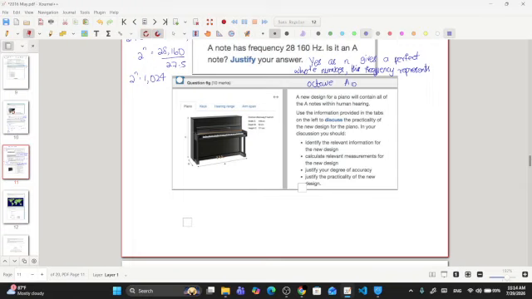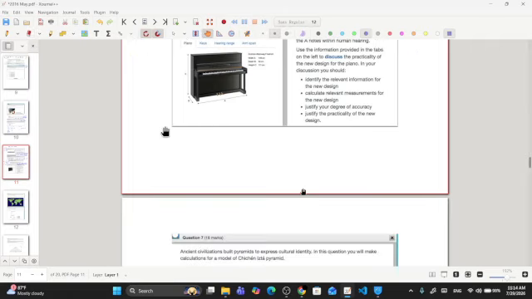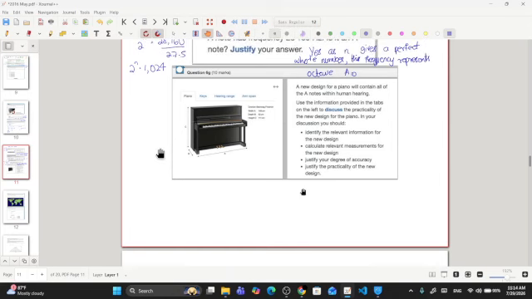So a new design is being made, right? And it has a few keys, it has a hearing range and an arm span. Most of the time, that's not really necessary. Okay, what do we know about relevant information for the new design? Now, for the new design, we know that it should be within the human hearing range, right? That hearing range is 20 to 20,000 hertz.